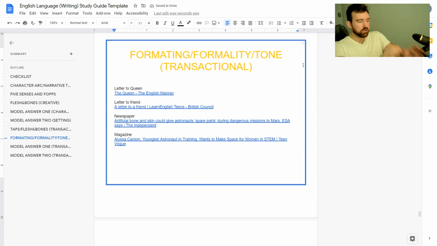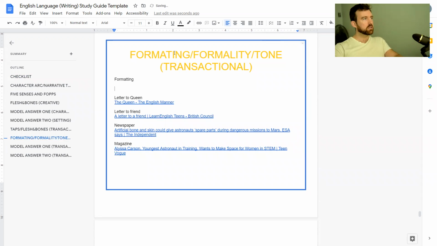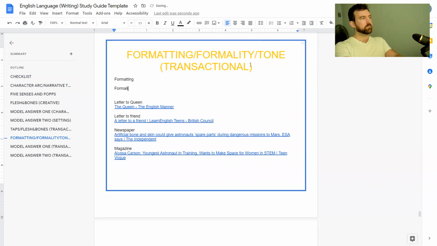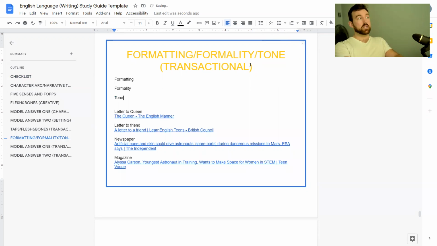So let's just very quickly think about what formatting is, what formality is, and what tone is. Okay, so formatting, very simply, is really how you need to lay out your piece of writing on a page, okay? So if you're writing a letter, then obviously the formatting of that is going to be different to if you're writing a magazine article or a newspaper article or a speech or something like that, yeah?